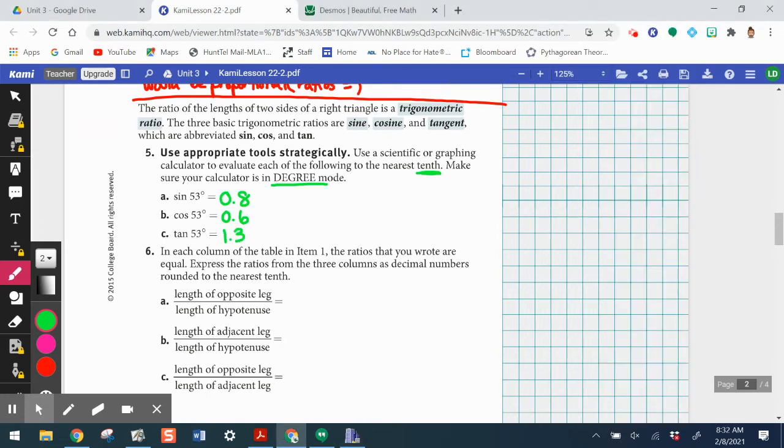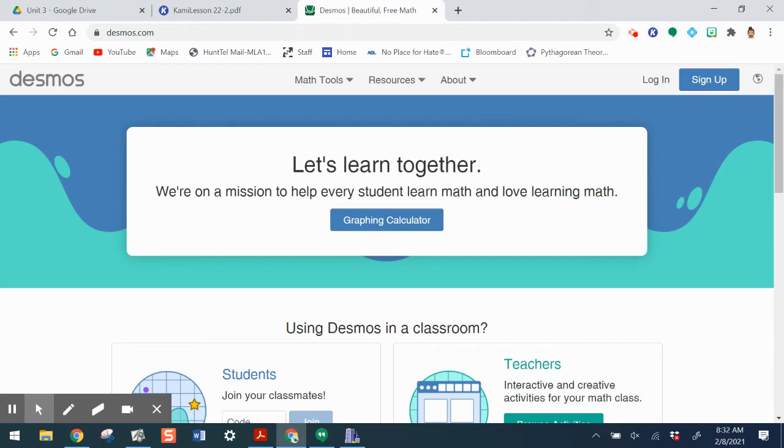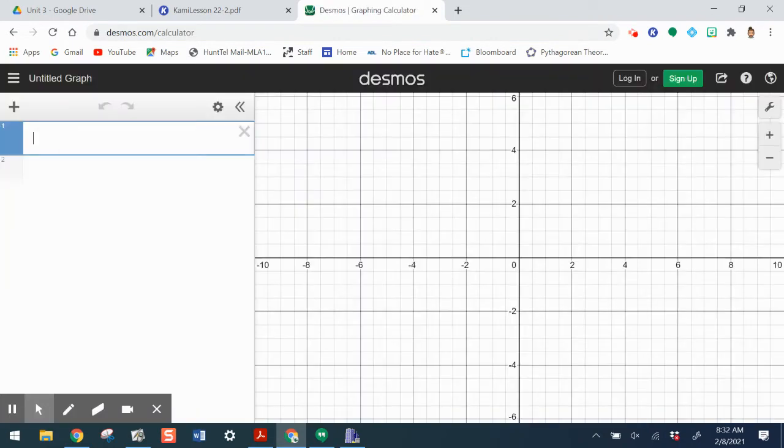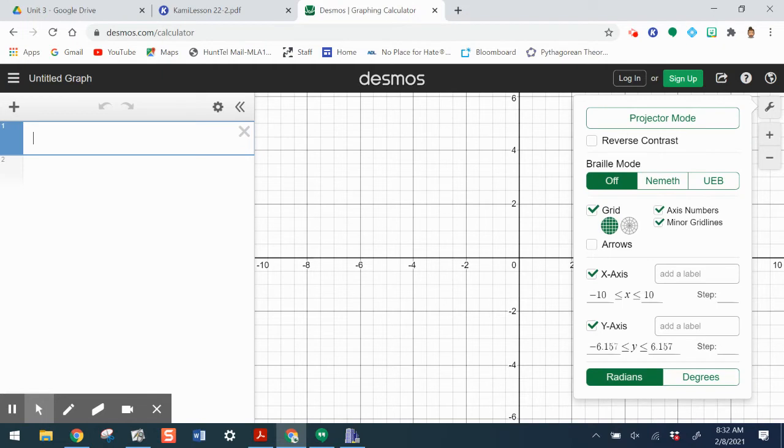Now, if you don't have a graphing calculator like that, I'll show you how to use it on something called Desmos, which is an online graphing calculator. So if you go to desmos.com and then click on the graphing calculator, over here, this is where we're going to input our sine, cosine, and tangent of 53 degrees. Before we do that, if you click on the little wrench, make sure you are in degree mode. Just like we changed that for the graphing calculator, make sure you change that here. Otherwise, you're going to get a very different answer.